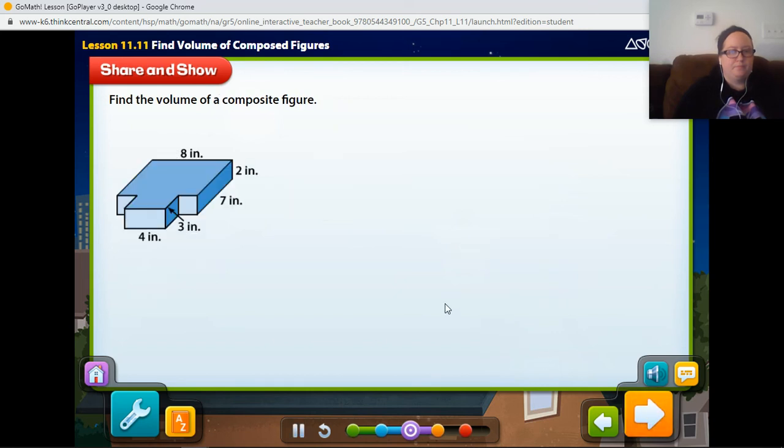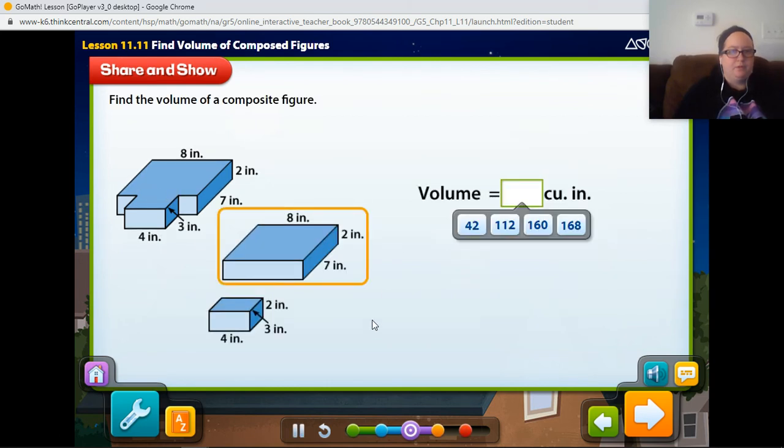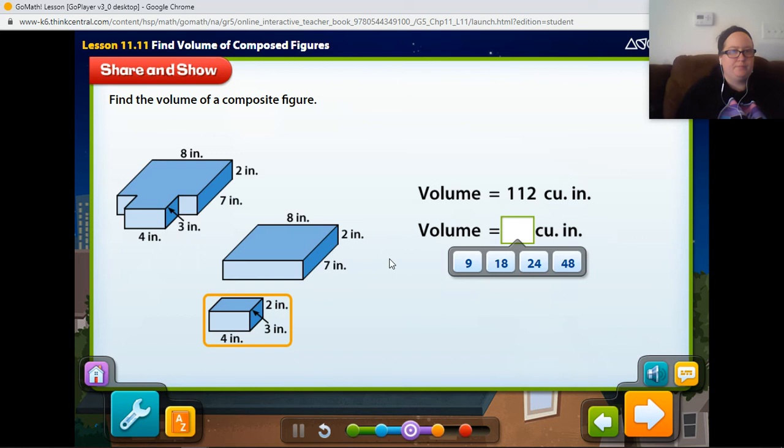Let's find the volume of a composite figure. First, you need to divide the figure into 2 rectangular prisms. What's the volume of the first rectangular prism? Well, 8 times 7 is 56. 56 times 2 is going to be 112. That's right. Its volume is 112 cubic inches.